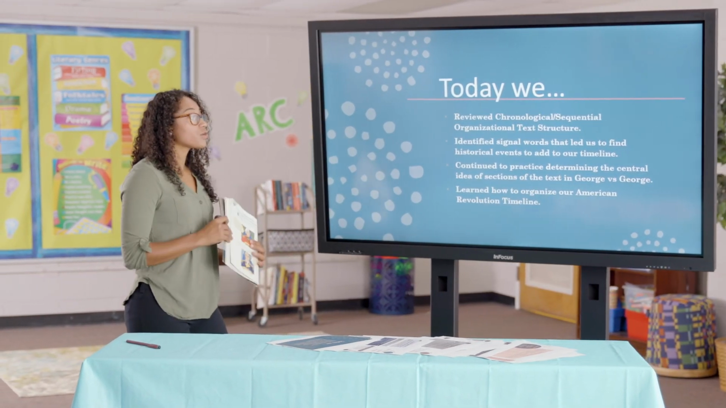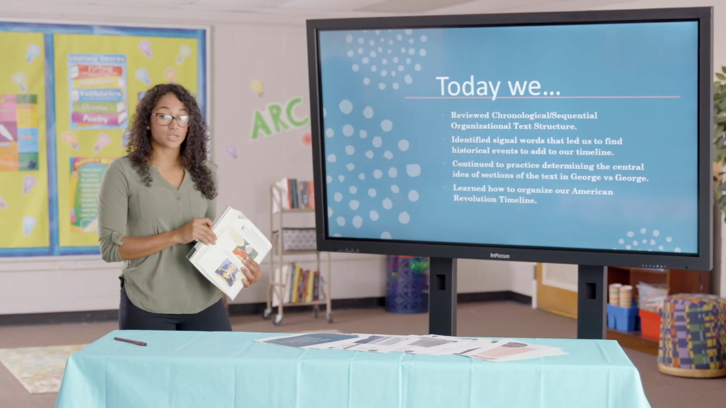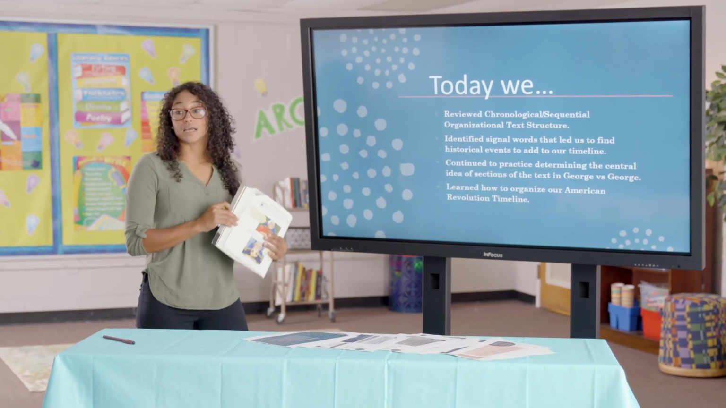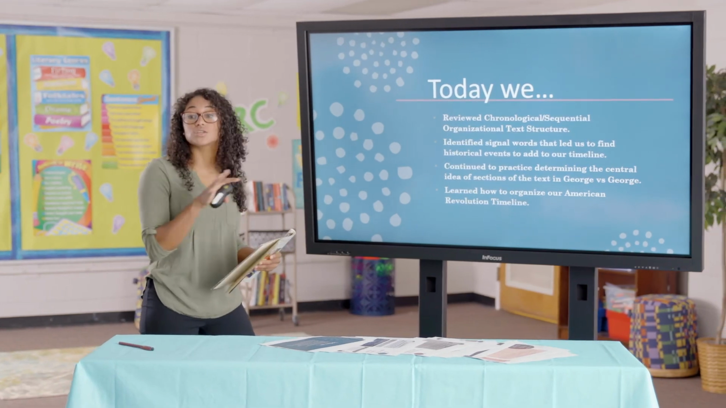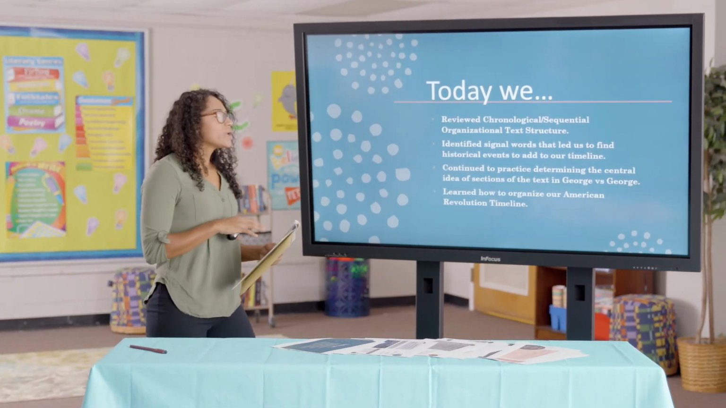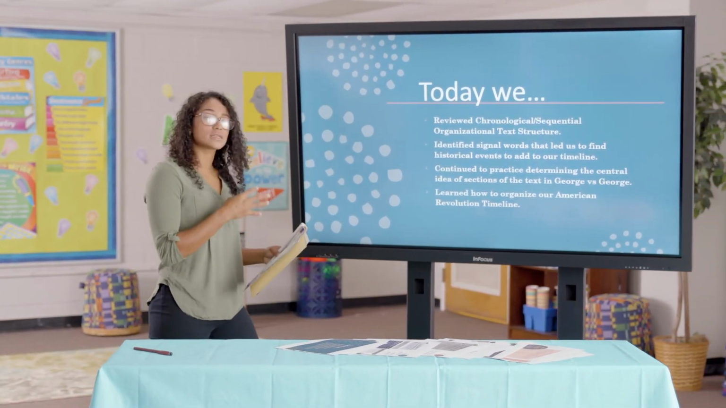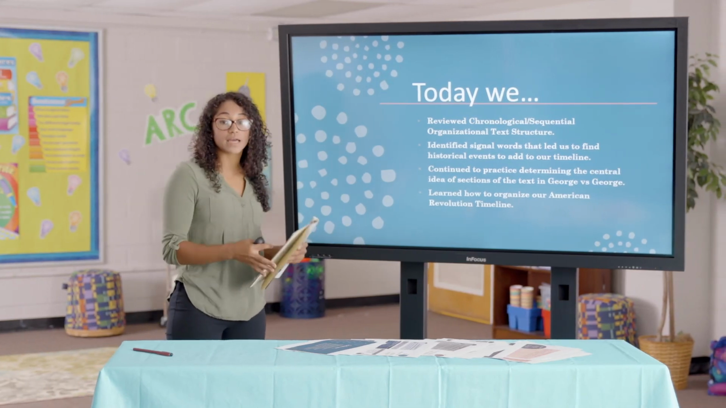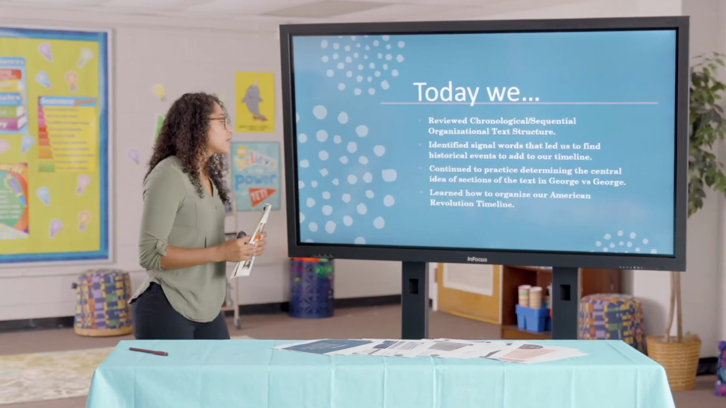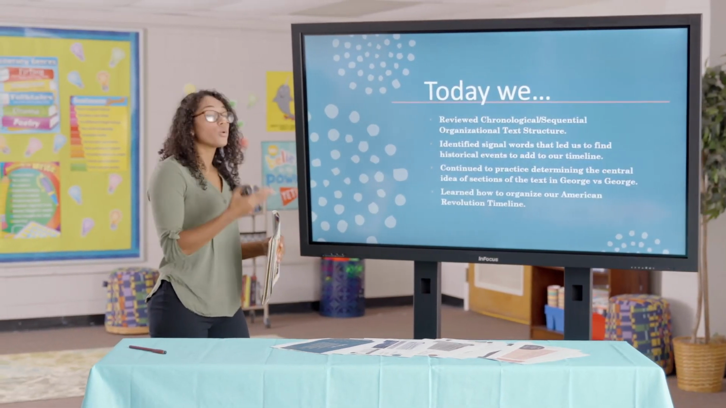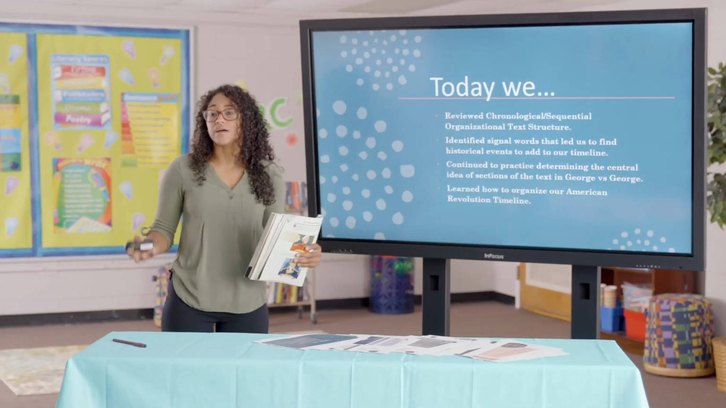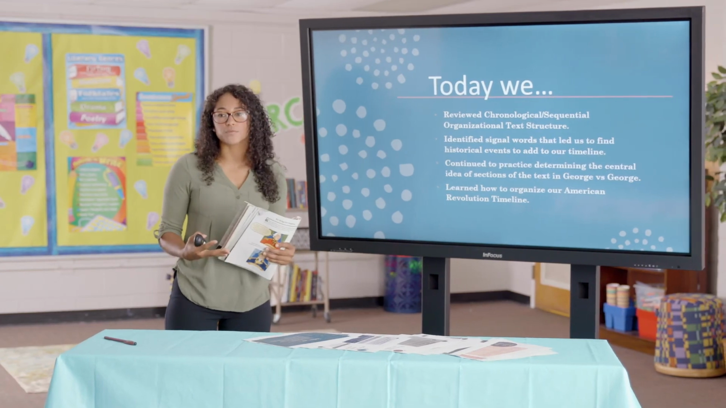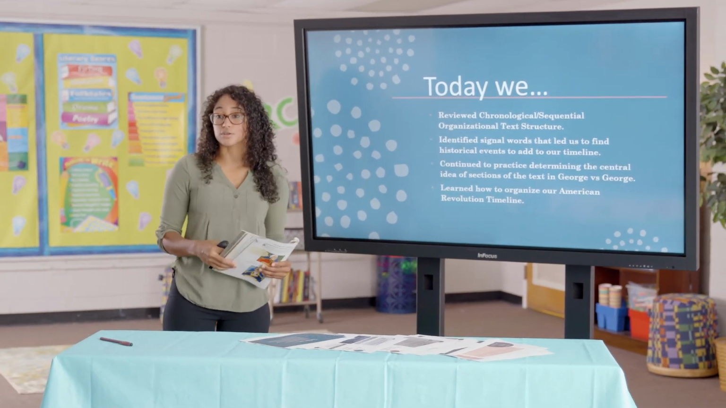First, we reviewed chronological and sequential order text structure. We also identified signal words that led us to find historical events to add to our timeline. And we continued to practice determining the central idea of sections of the text in George versus George. And then finally, we learned how to organize our American Revolution timeline. So hopefully after this lesson, you're a little bit more comfortable with how to complete your first research question.